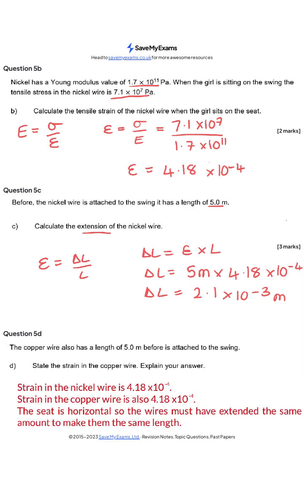For the last question, the copper wire also has the length of 5 meters before it's attached to the swing. State the strain in the copper wire and explain your answer. So from our previous question, the strain in the nickel wire was 4.18 times 10 to the negative 4. Therefore, the strain in the copper wire is the same. That's because our seat is horizontal. Therefore, the wires must have extended the same amount to make them the same length at the end, or she wouldn't be sitting straight on her swing.